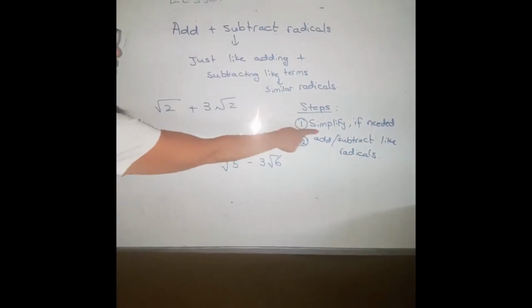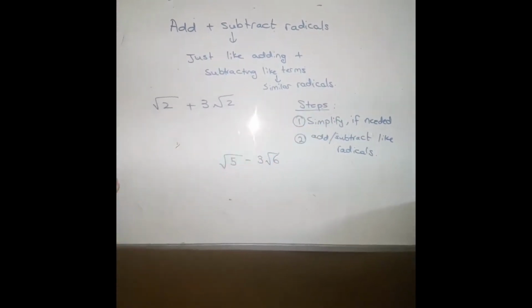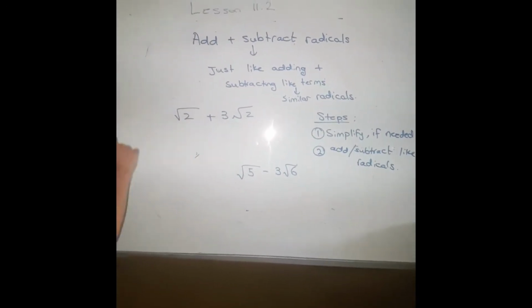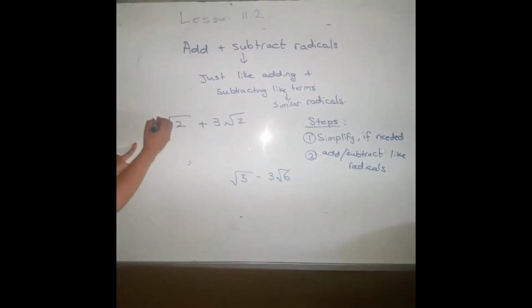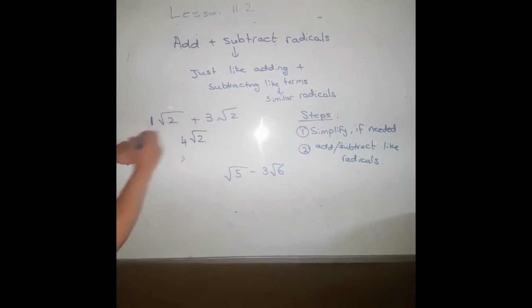Steps. Step number 1, simplify if needed. Step number 2, add or subtract your like radicals. Just like this, radical 2 plus 3 radical 2. Similar radicals. What is the number beside the radical 2? It's an invisible 1. So it's 3 plus 1, so it's 4 radical 2.